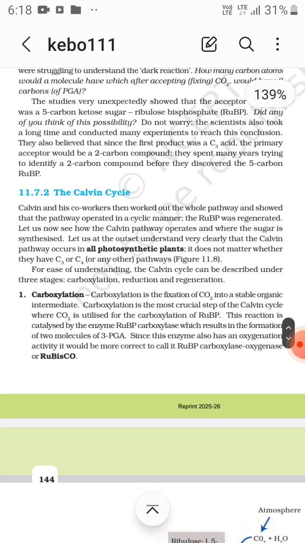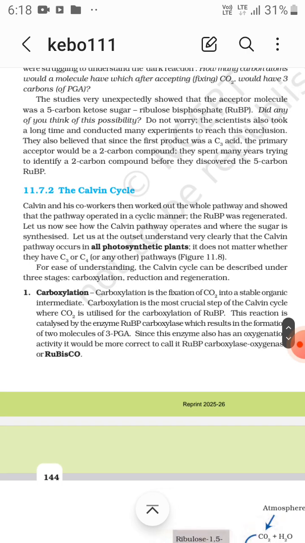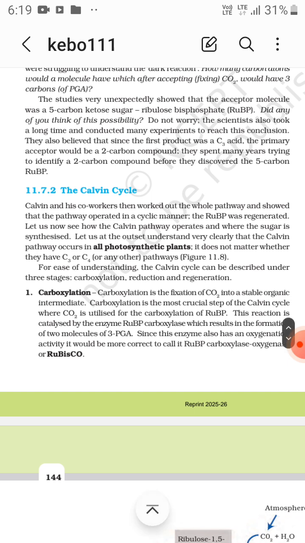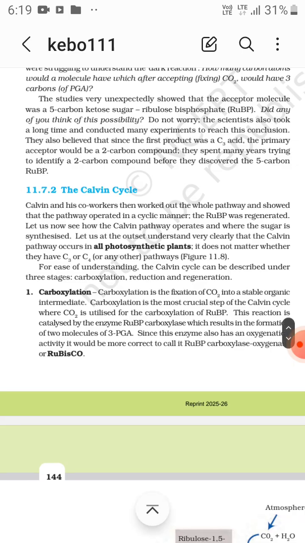So in all photosynthetic plants, it does not matter whether they have C3 or C4 pathways, the Calvin pathway operates and is where the sugar is synthesized, and the RuBP is also generated. The Calvin cycle operates in a cyclic manner. Sugar is synthesized, right?